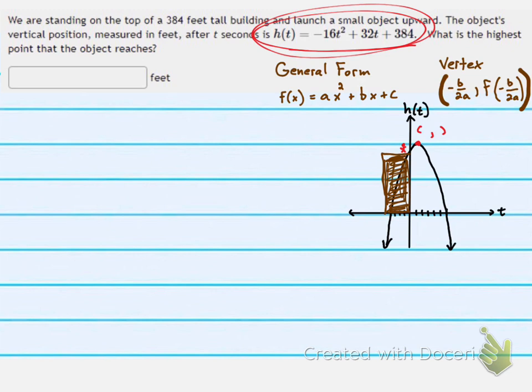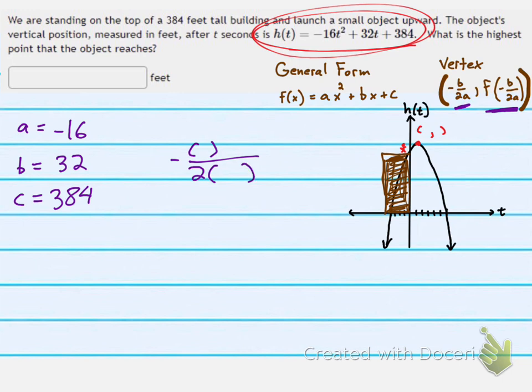So to find the vertex of this equation, we want the height, okay, so we want the y part, but in order to know that, we have to know the x part. So the x part is negative b over 2a, and I'm going to label my a, b, and c over here. A is negative 16, b is 32, and c is 384. Okay, so let's find the x part. Negative b over 2a, and we know that b is 32, and a is negative 16.